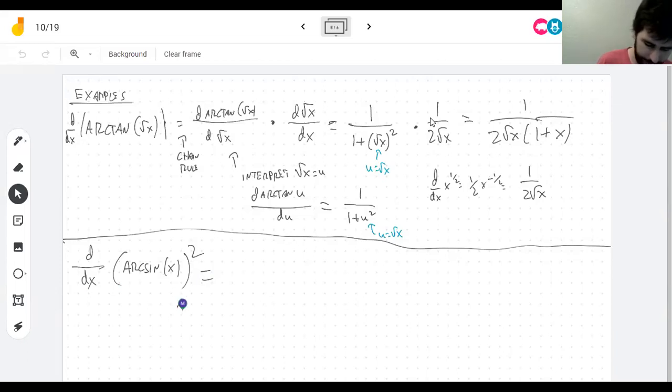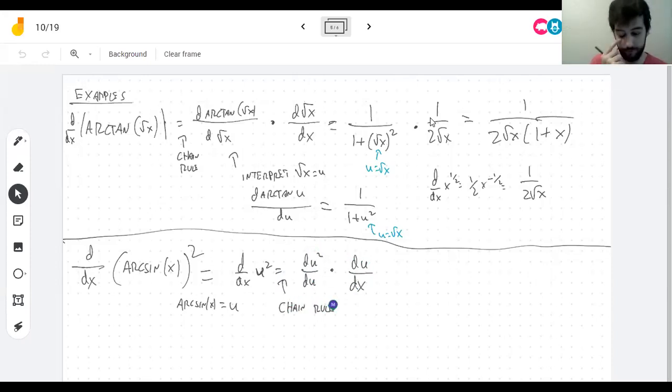Maybe I'll give this a letter. If I call this U, this is the derivative of U squared. But I cannot take the derivative of U squared with respect to X. I mean, I can, but I can't do it without using the chain rule. I have to say that this is the derivative with respect to U, and then times the derivative of U with respect to X. You can do this without calling it U, but this might be easier.